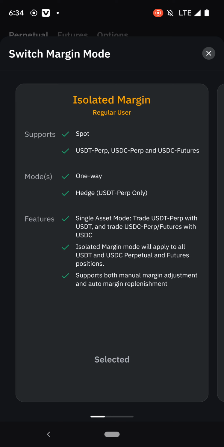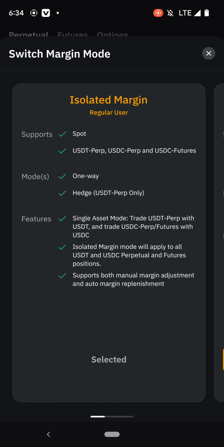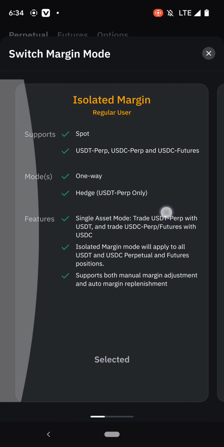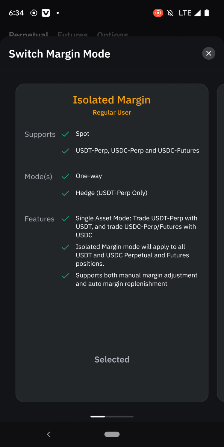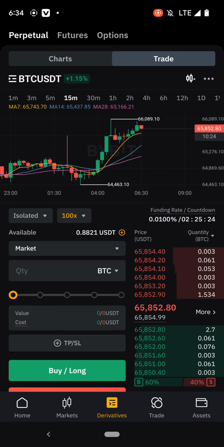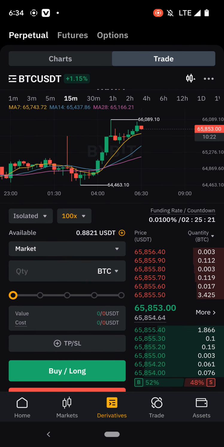So that's just how cross and isolated work, and I'm going to explain during any Zoom session. I'm going to give an explicit explanation about cross and isolated for those that are hearing it for the first time. But I advise beginners to always use isolated. Just trade with isolated. So you select your isolated. From there, you are going to see it here.